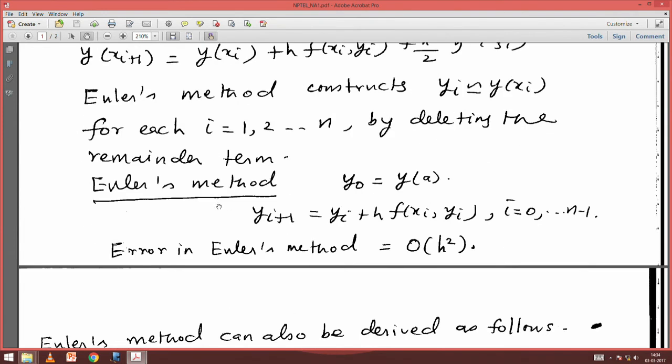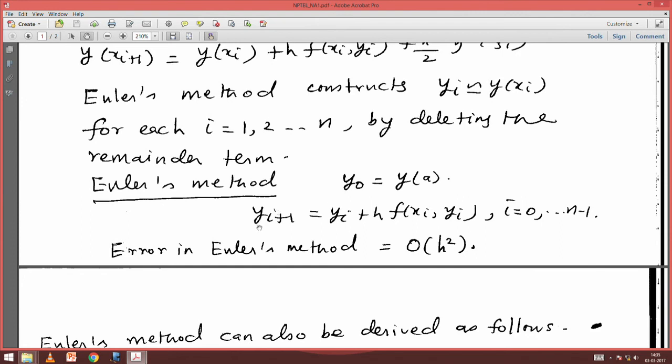So, what is Euler's method? The initial condition is given by y0 equal to y of a, and after deleting the error term, the method gives you yi plus 1 equal to yi plus h into f of xi comma yi for i equal to 0 to n minus 1. When i is 0, you have the information that y at x0 is y at a, which is y0. And so, if you put i equal to 0, you will get y1 to be y0 plus h f of x0 y0.